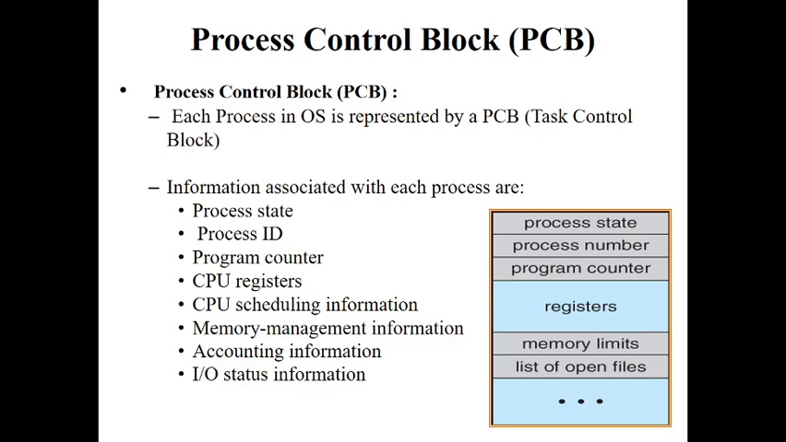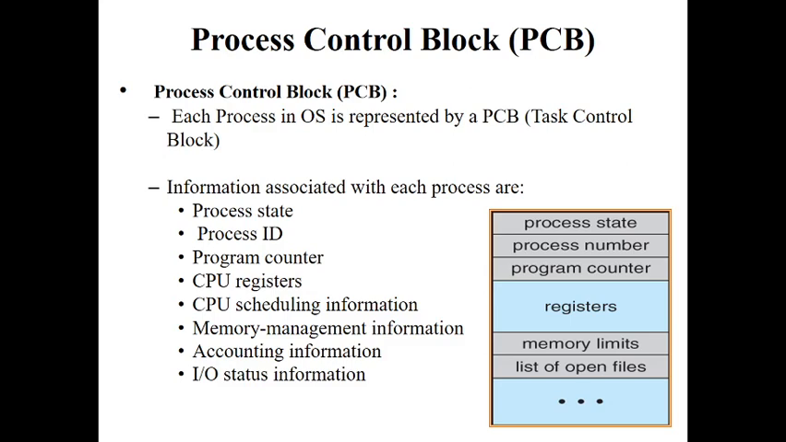So what is that information? Process state: a process may be in a ready state or running state, any one of these states, so it stores that information. Next is the unique identifier, PID. You can extract the ID of any process using getpid, or getppid, etc. There are a lot of system calls which you can use in a program to identify the process ID of any process.